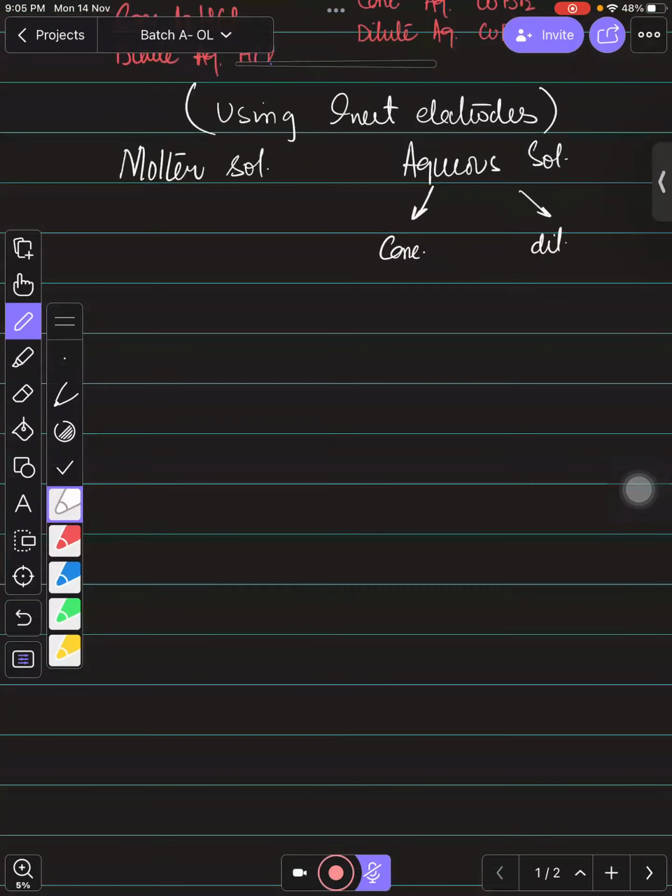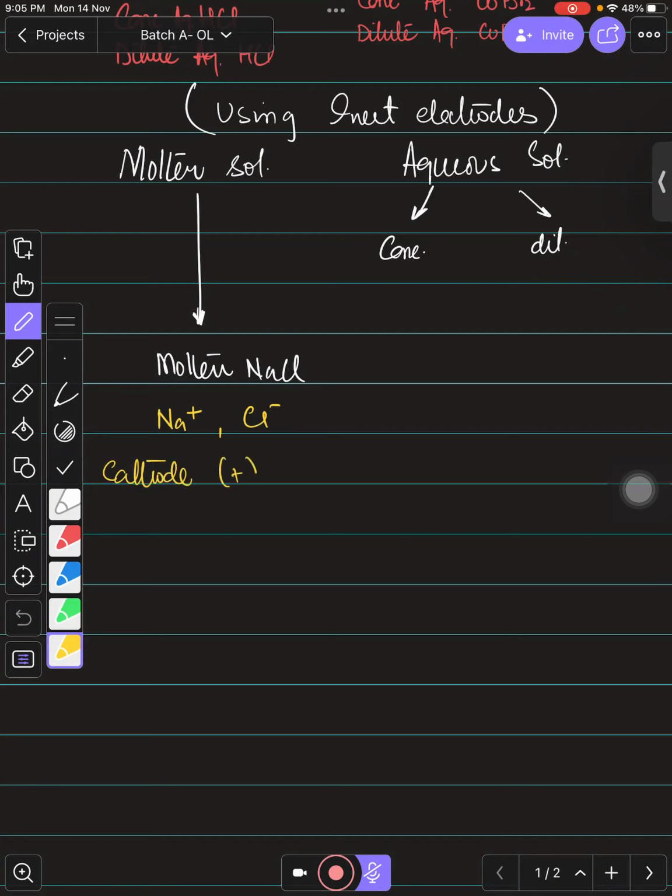And if you talk about molten solutions, if I just consider molten NaCl, we just have two types of ions: sodium ion and chloride ion. Whatever salt you have, the ions are present over there. The one which is positive will move towards the cathode. The cathode attracts the positive one, so it will attract sodium ions towards itself, gain one electron, and form sodium metal.